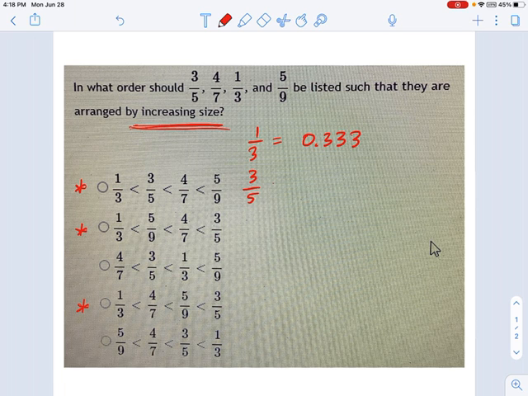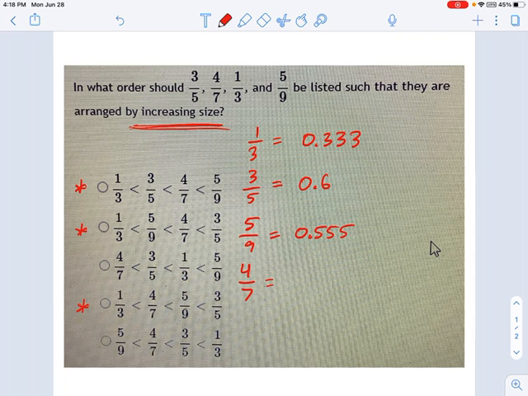3/5. If you remember your fifths, just go by 0.2, so 3/5 is 0.6. 5/9. Not many people know their ninths tables, but it's just a repeating set of digits based on the numerator. That's 0.5555. And 4/7, almost nobody knows their sevens tables. I don't. So let's just use our calculator.